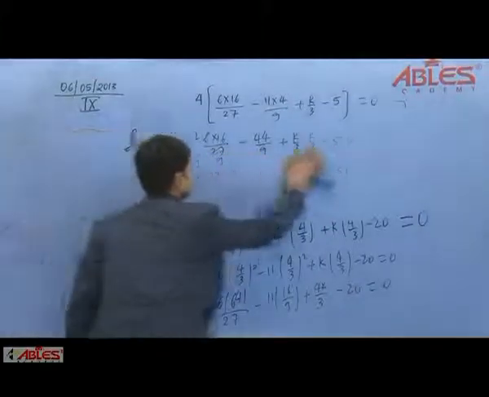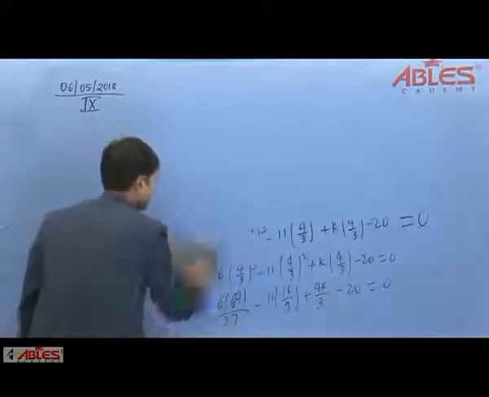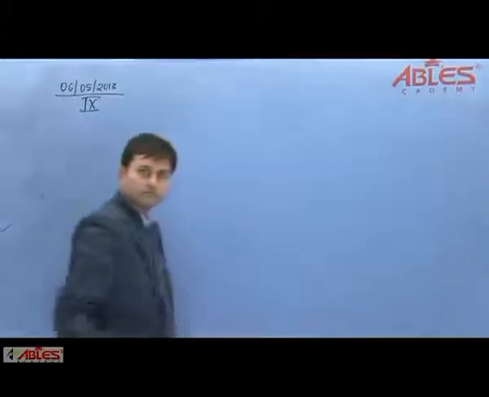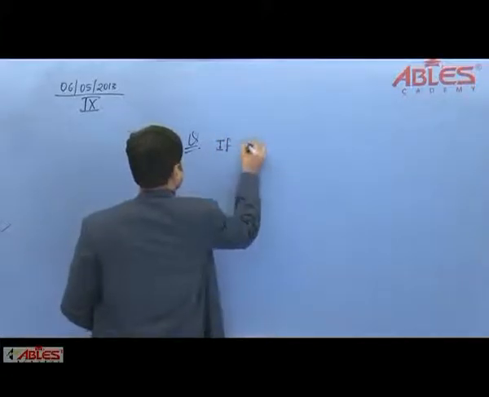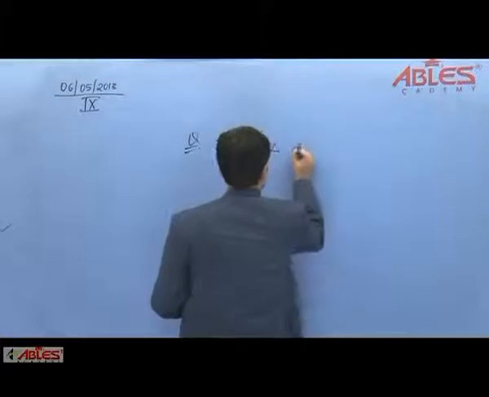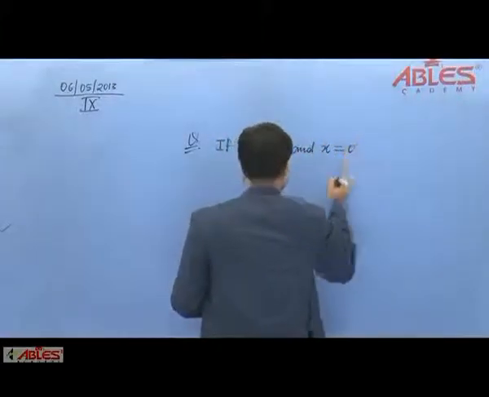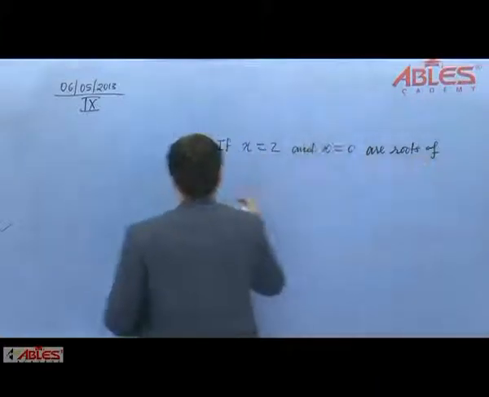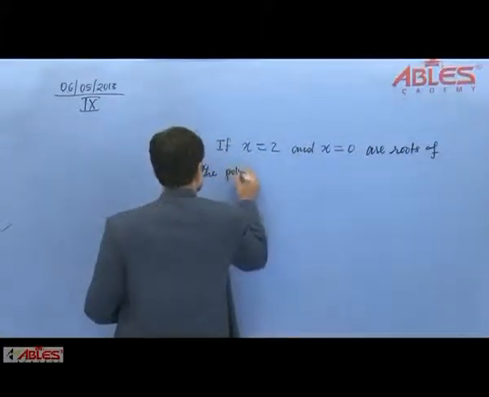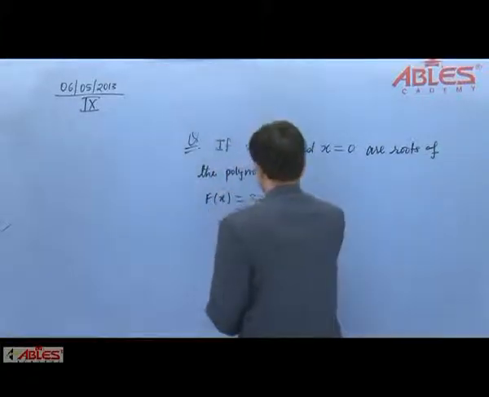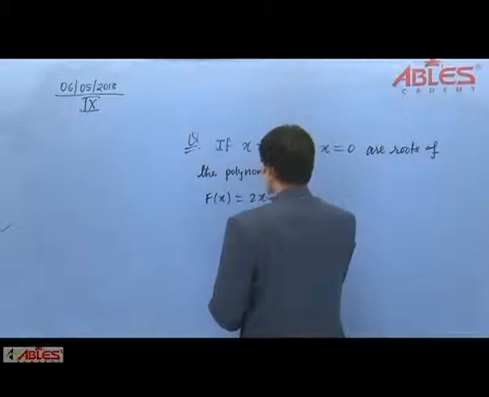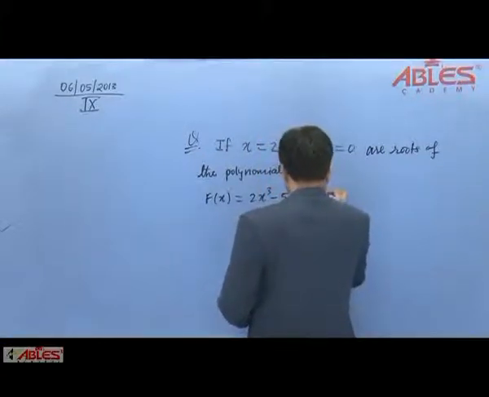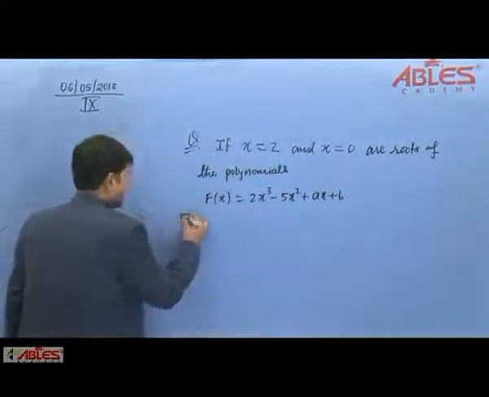So I am giving you the next problem now. The next problem is, if x equals to 2 and x equals to 0 are roots of the polynomial f(x) equals to 2x cube minus 5x square plus ax plus b, then find the values of a and b.